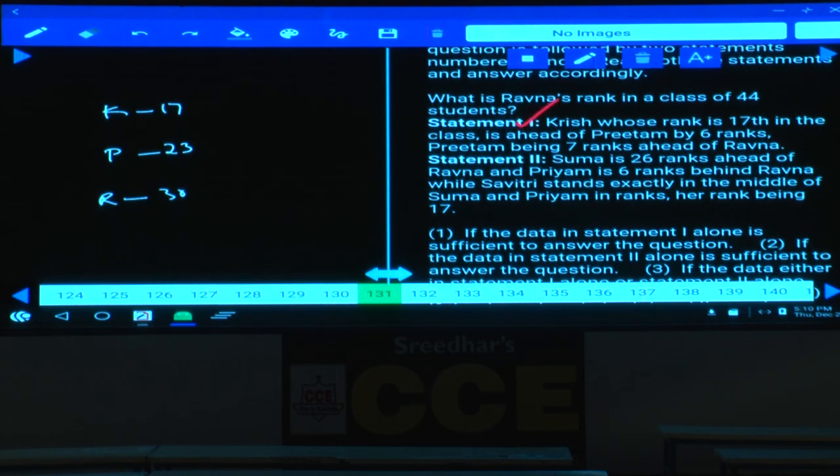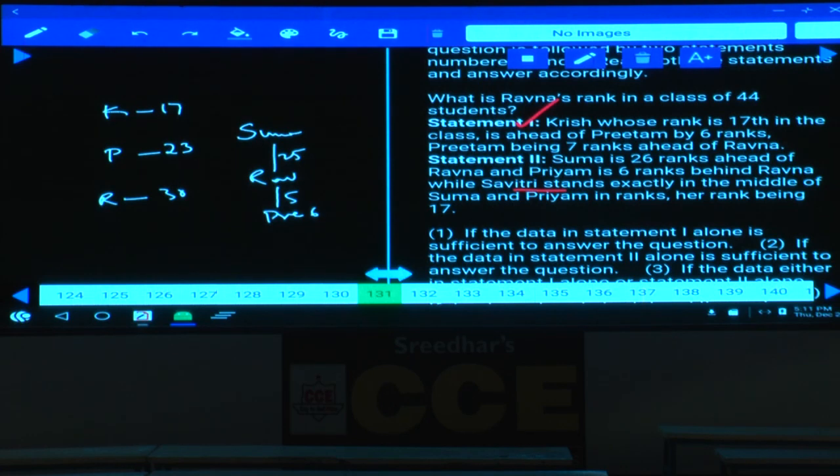Then coming to condition number 2. Suma is 26 ranks ahead of Ravana. Ravana is here, Suma is 26 ahead of Ravana, and in between these two there are 25. And Priyam is 6 ranks behind Ravana, somewhere here. Now there are 5 in between. Priyam is 6 ranks behind Ravana, while Savitri stands exactly in the middle of Suma and Priyam.